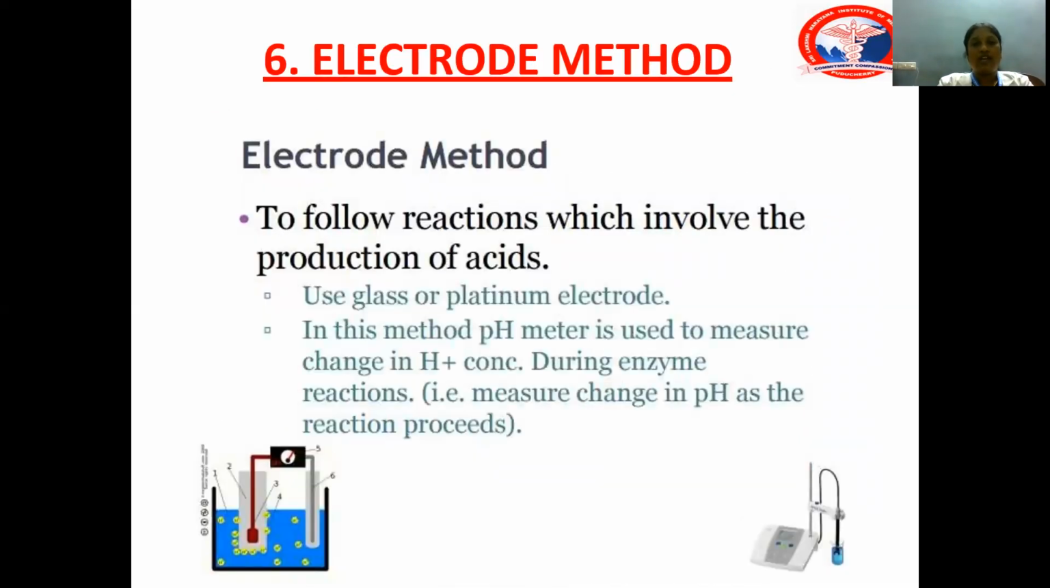The sixth mode of detection is the electrode method. Here, to follow a reaction which involves the production of acids, we use the electrode method of detection. Basically, they use a glass or a platinum electrode. Here we can see an example of a pH meter, where it is used to measure the change in H+ concentration. So during enzymatic reactions, there will be a change in pH. As the reaction proceeds, it can also be detected by the electrode method.